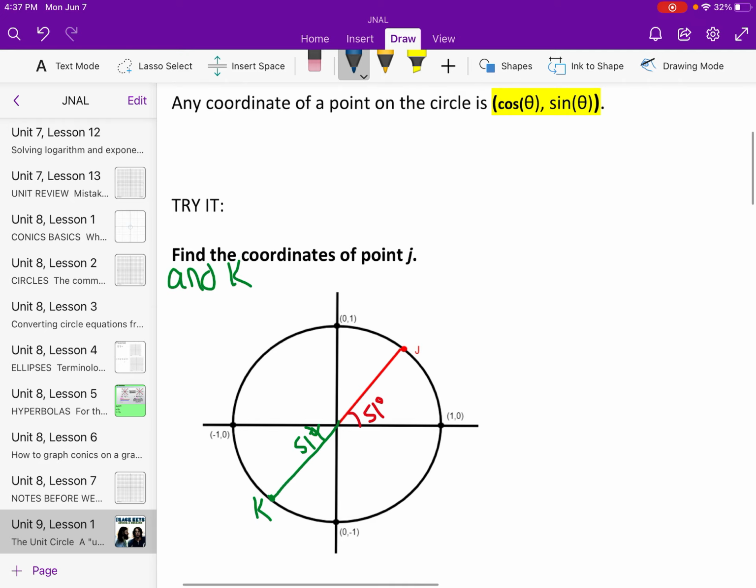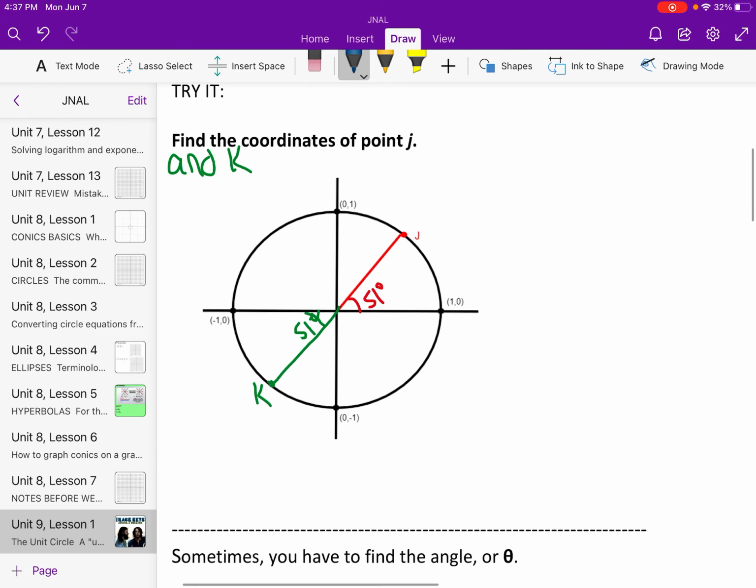So any coordinate of a point on that circle would have the coordinates (cosine of theta, sine of theta), where theta means the angle. Cosine of theta is the x value, sine of theta is the y value. That is what that is. So all you have to do is know what the angle is, and then you take the cosine and sine of it, and that's how you know what the coordinates are. So let's see an example.